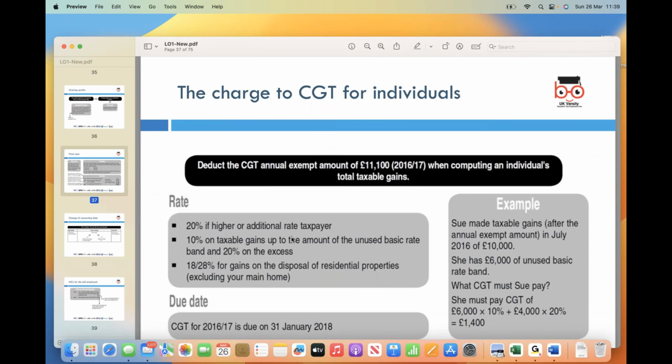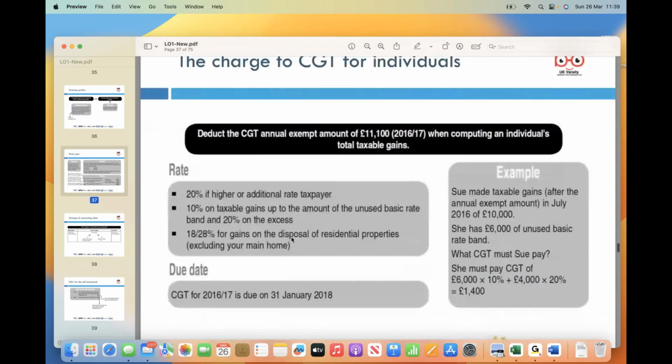For gains on the disposal of residential properties, excluding your main home, the rates are 18% or 28%. The due date for capital gains tax for the year 2016-17 is 31st of January 2018.